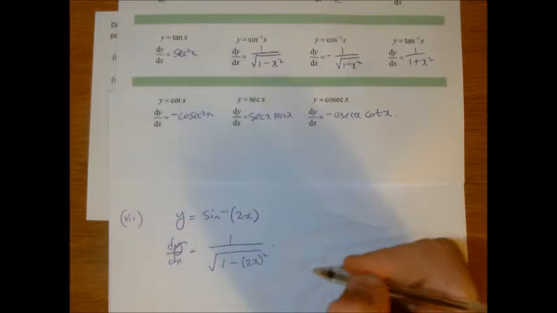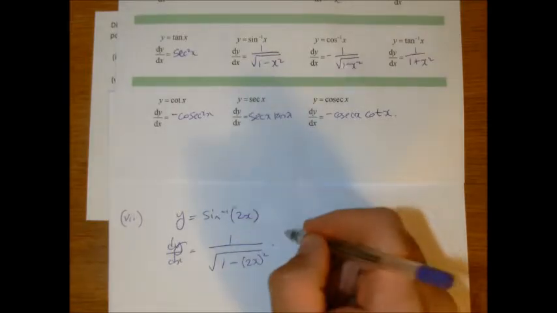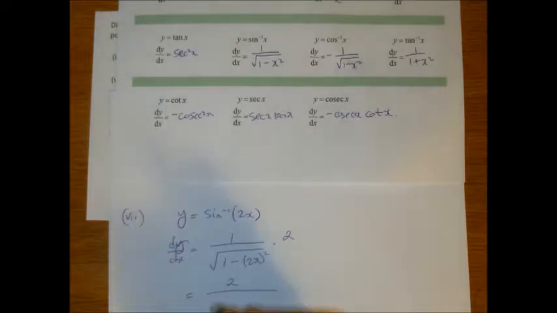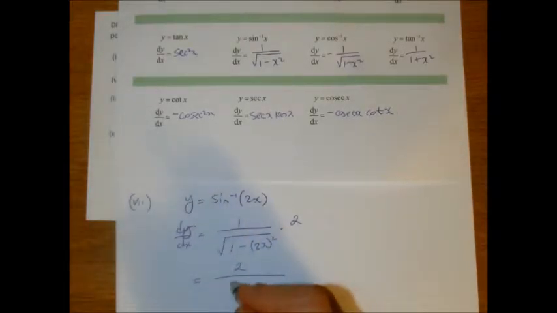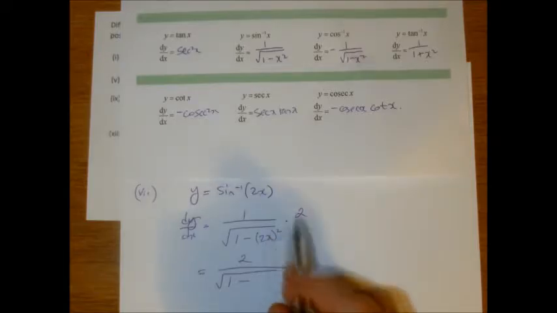But then you've got to times it by the derivative in here. The derivative in there, of course, is 2. So when you simplify this down then, on the top you get 2. But don't forget, on the bottom, really important, when you simplify this, you get 1 minus, and when you square that, of course, it becomes 4x squared.